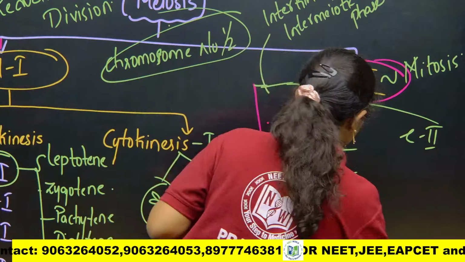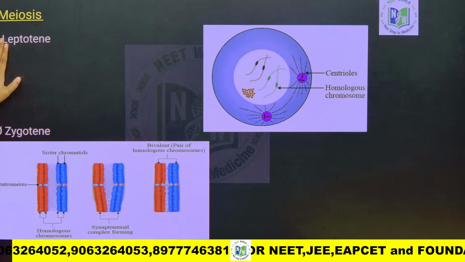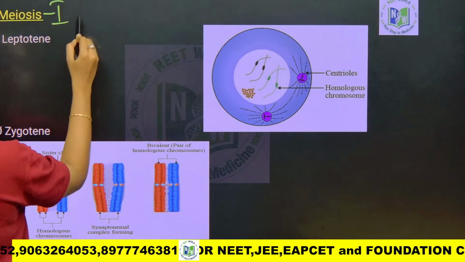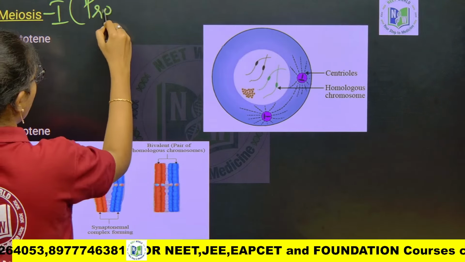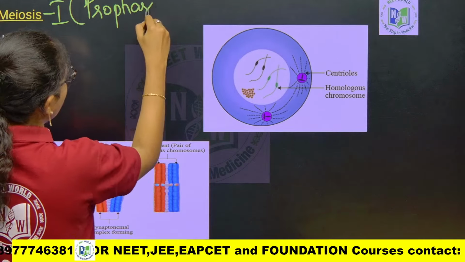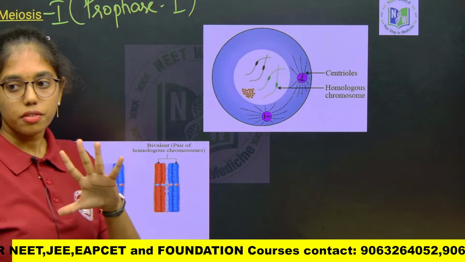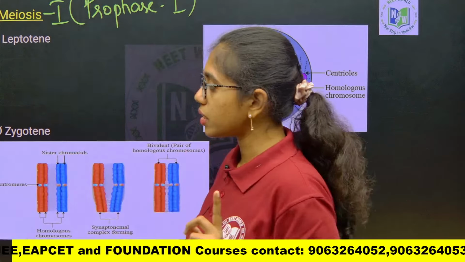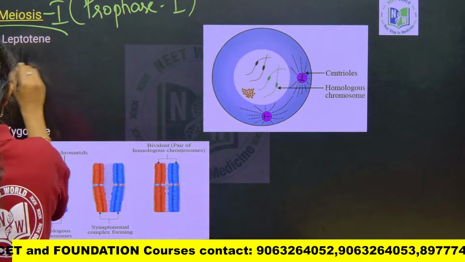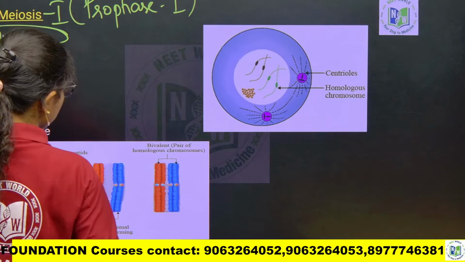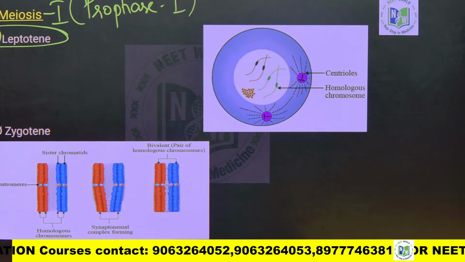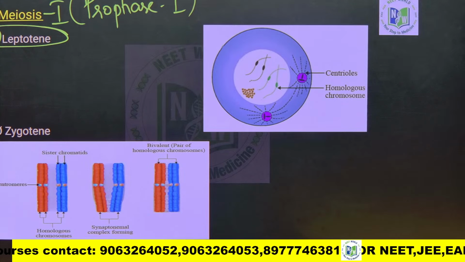Now, let us look into meiosis 1, Prophase 1. As we have discussed, Prophase 1 has 5 substages. Of that, the first substage is leptotene. What are the key features of leptotene? What do you observe in leptotene actually?